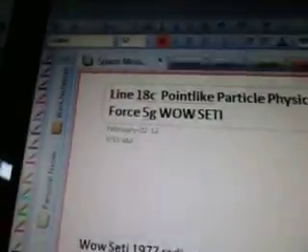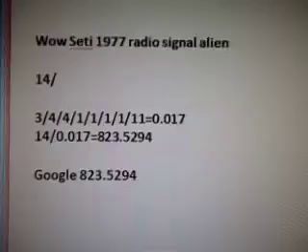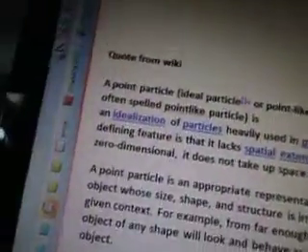So this one's a short one. Part 191, line 18c: point-like particle physics, Newton, Einstein, gravitational force, 5G, Wow! SETI. There's the alien radio signal, and this is a quote from Wiki. This is all data, okay?